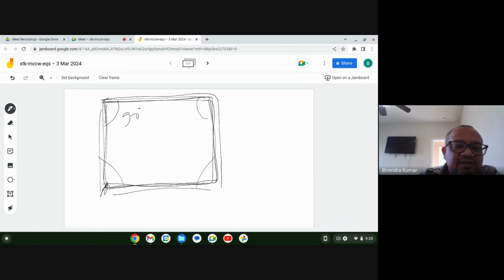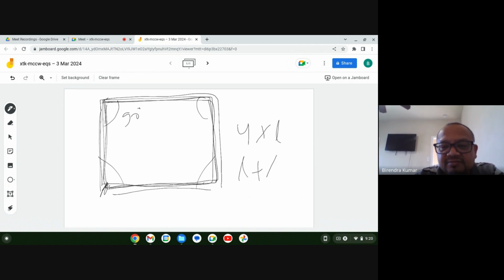This is the third length, which is again the same. This is the fourth length. So here I'm talking about four times the length, or length plus length plus length plus length, or side plus side plus side plus side, whatever you call it. So the perimeter here is four times the side, or four times the length.